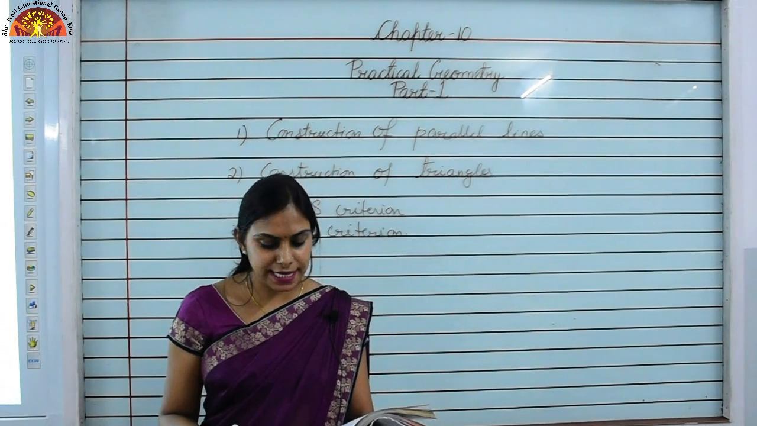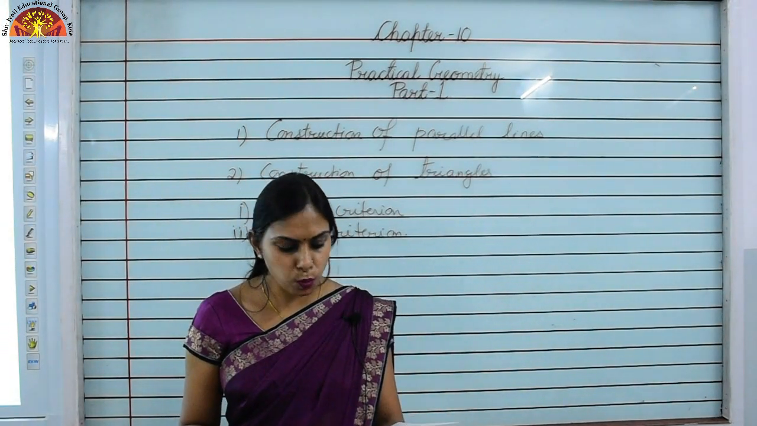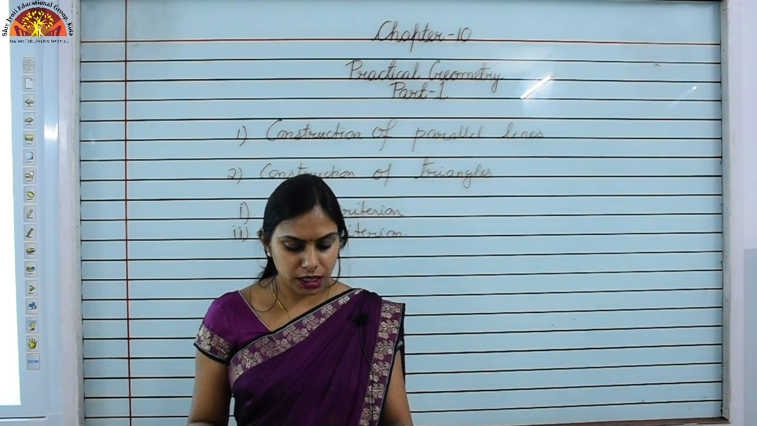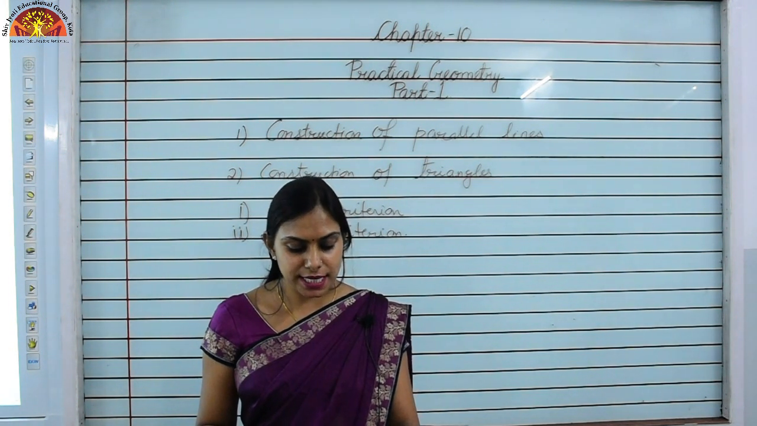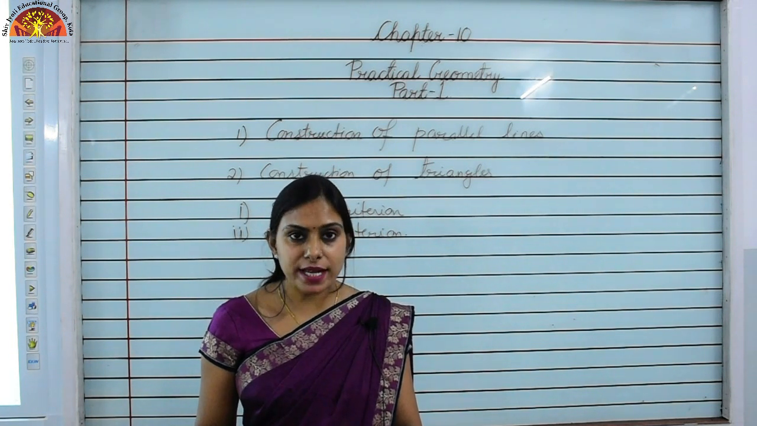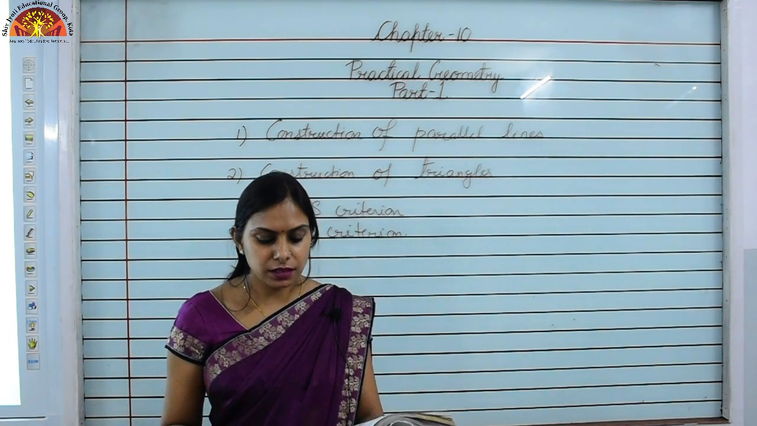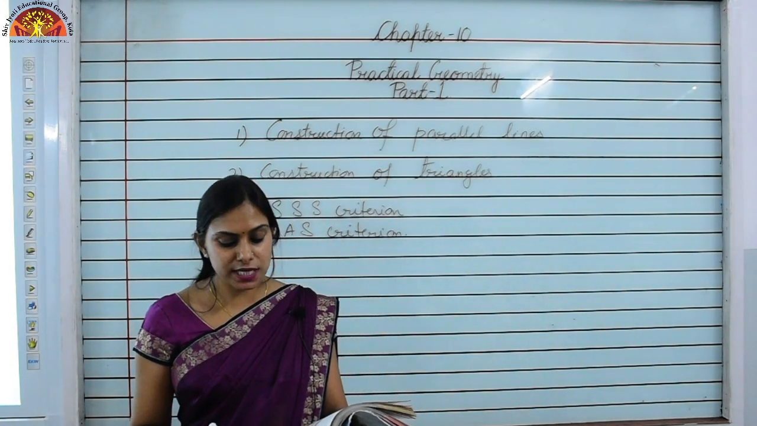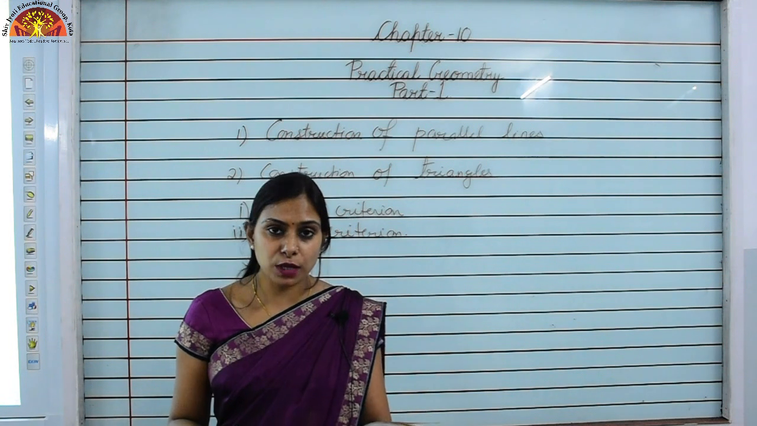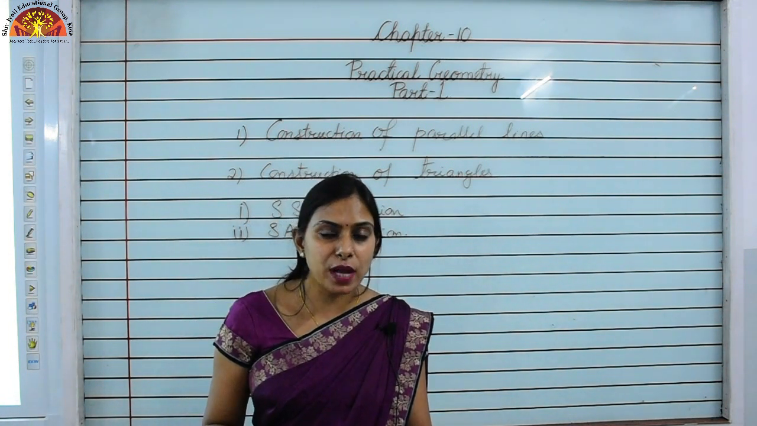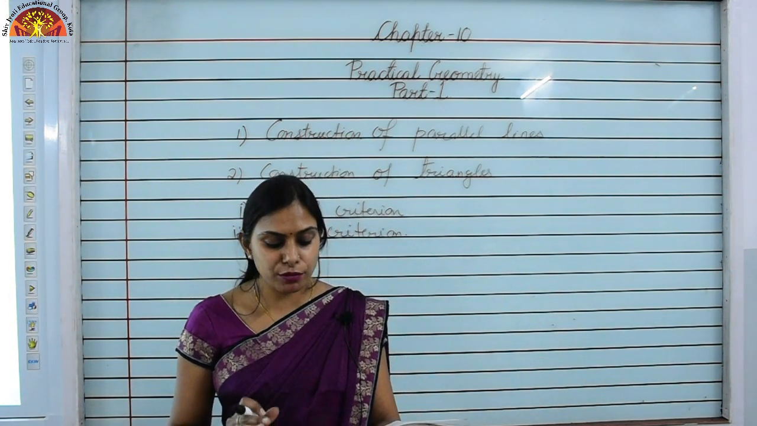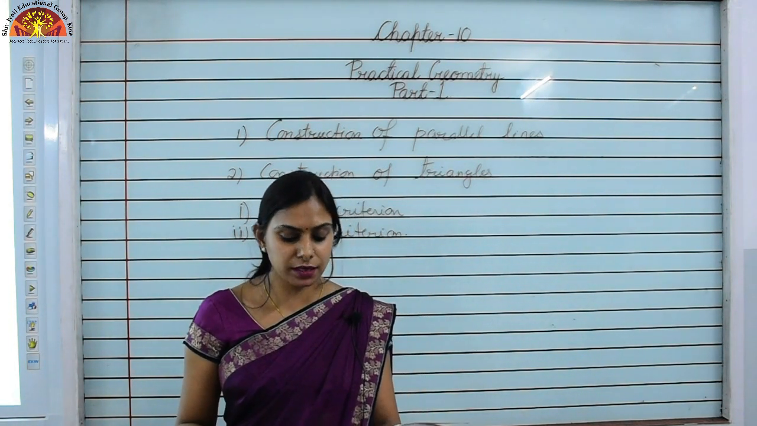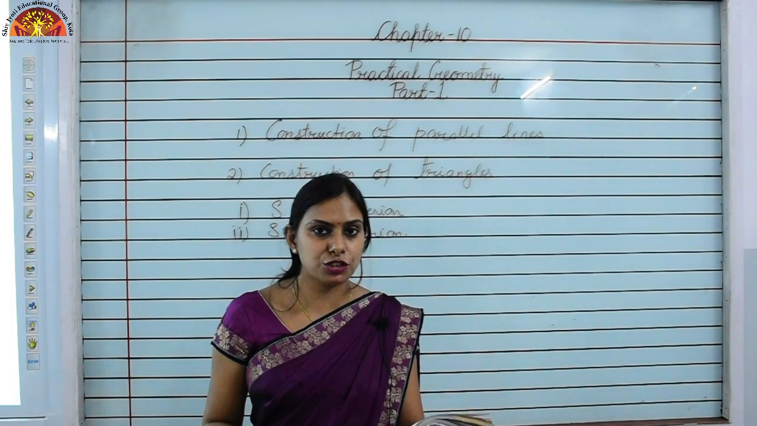Now children, please open exercise 10.2, page number 198, 199. Question number 1. Construct triangle XYZ in which XY is equal to 4.5 cm, YZ is equal to 5 cm and ZX is equal to 6 cm. So children, now what you have to do? You have to construct a triangle using the SSS criterion in which the measure of all three sides has been given to you. So I will show you this construction on paper.